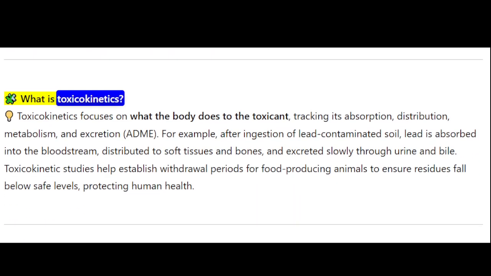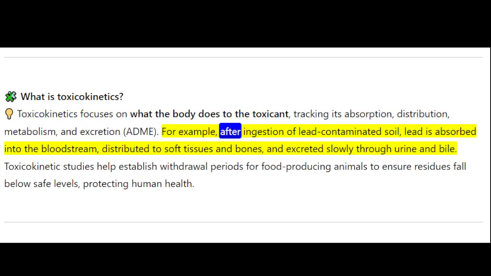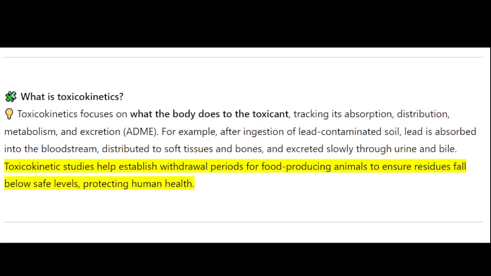What is toxicokinetics? Toxicokinetics focuses on what the body does to the toxicant, tracking its absorption, distribution, metabolism, and excretion. For example, after ingestion of lead-contaminated oil, lead is absorbed into the bloodstream, distributed to soft tissues and bones, and excreted slowly through urine and bile.